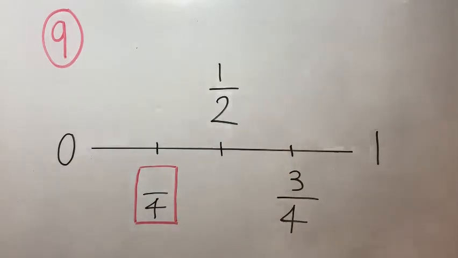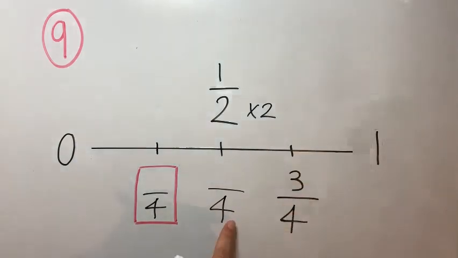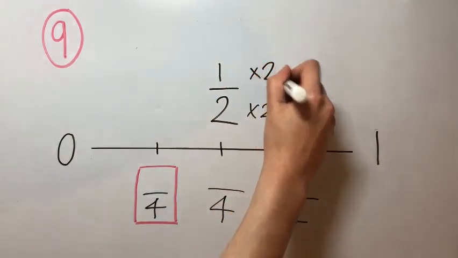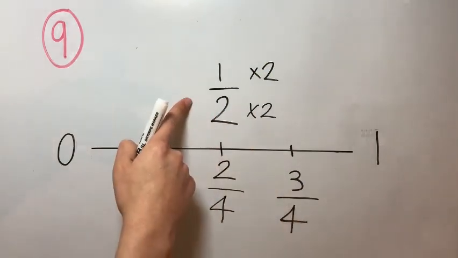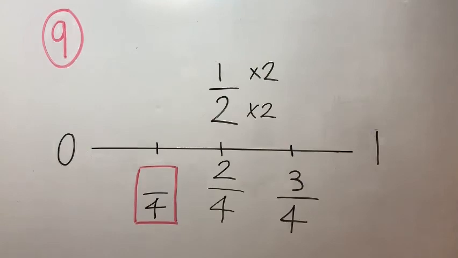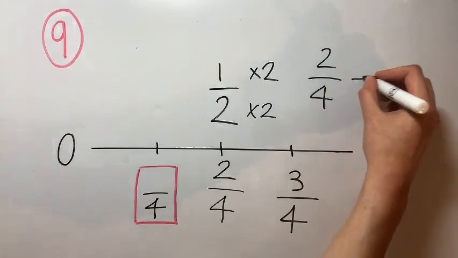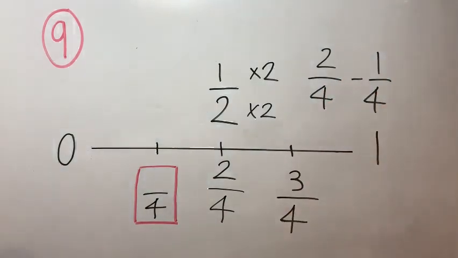A half can also be written as a fraction over 4. 2 times 2 equals 4. 1 times 2 equals 2. A half can also be written as 2/4. Now we can see a pattern. To get from 2/4 to 3/4, we've added a quarter. So if we go in the opposite direction, to go from 2/4 to this number here, we need to minus a quarter. 2/4 minus a quarter gives us 1/4. And that's our answer, a quarter.